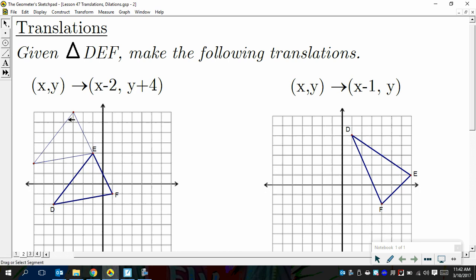So even if you didn't have a picture, you could just subtract 2 from all the x values in a coordinate and add 4 to all the y values. Similarly here we want to subtract 1, go to the left 1, and then nothing is happening in the y direction, so we're really just shifting to the left 1 for all of these. Shift F left 1, shift E left 1, and now I can create my new triangle. So I pretty much just moved this triangle to the left 1.